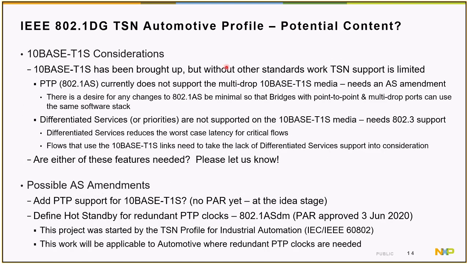So what about other potential content? Well, 10-base T1S considerations. As I mentioned, a lot of TSN work prior to this did not cover a lot of concerns about half duplex or 10 megabit, but now it's becoming very important again. So 10-base T1S has been brought up, but without other standards work, TSN support is going to be limited.